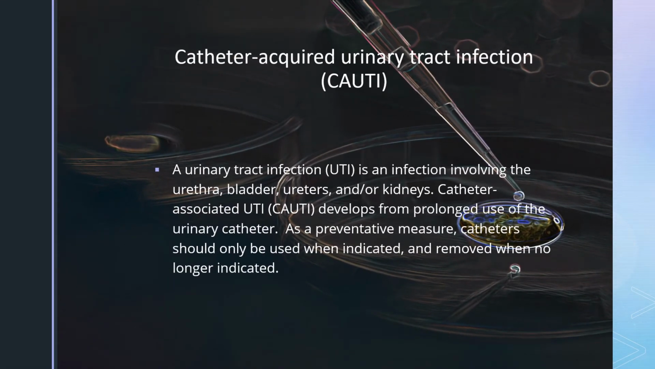Catheter acquired urinary tract infection, CAUTI. A urinary tract infection, which is a UTI, is an infection involving the urethra, bladder, ureters, and/or kidneys. Catheter-associated UTI, a CAUTI, develops from prolonged use of the urinary catheter. As a preventative measure, catheters should only be used when indicated and removed when no longer indicated.